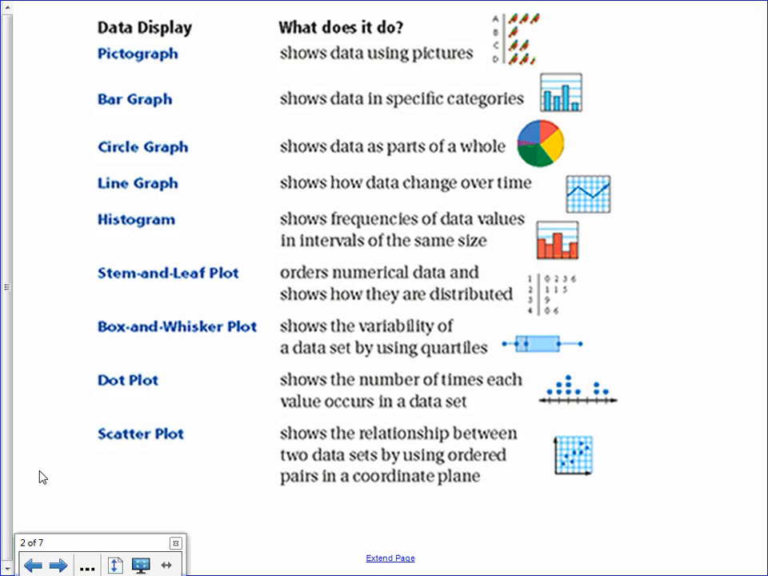A dot plot shows the number of times each value occurs in a data set. So if you want to see like the mode of something, a dot plot is helpful for that. And a scatter plot shows the relationship between two data sets by using ordered pairs in a coordinate plane. So if you have two different data sets that you're trying to show and show a relationship between them, then a scatter plot is what you would like to use.